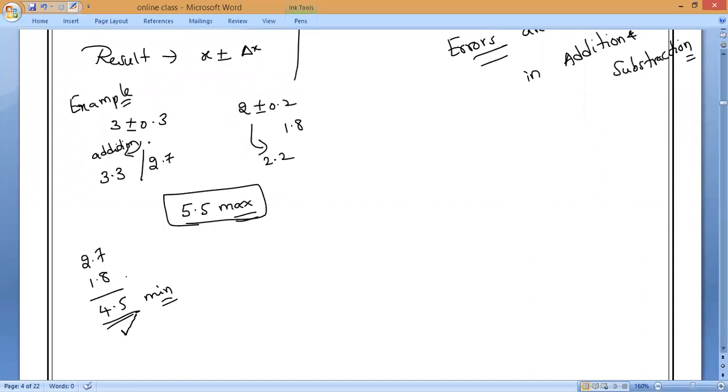Sir. Here, as we know, when we are adding, the error is adding. Of course, 3 plus 2 is 5, and the error is adding 0.3 and 0.2, which equals 0.5. So 5 is the maximum.